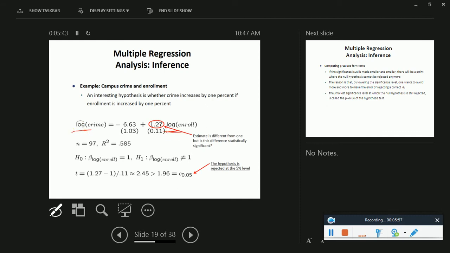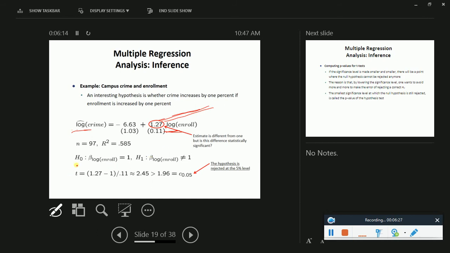Okay, so when it's both log and log form, what's actually the coefficient? The coefficient is actually the elasticity when both are in log form. Okay, so in fact it's a very big advantage if you can take both in log form, because you will get the elasticity directly. Okay, you don't have to calculate the elasticity separately.